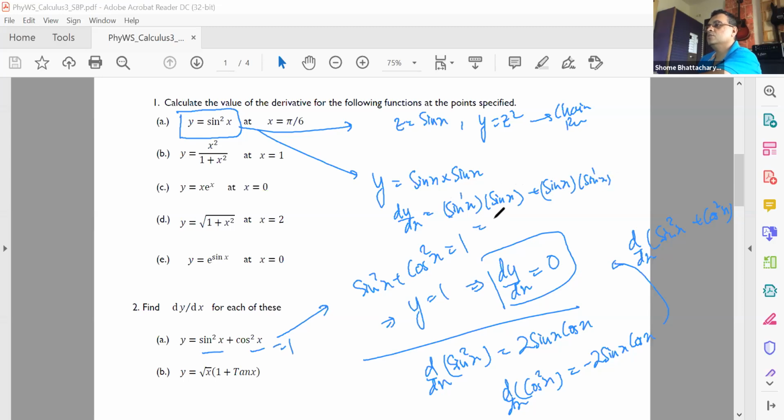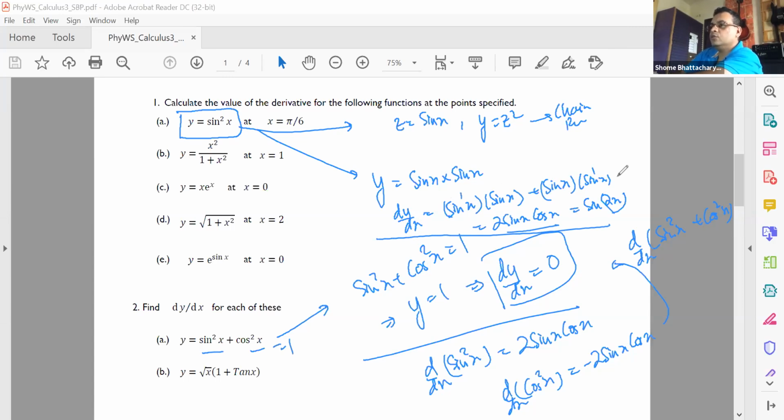So that is 2 sin x cos x. I'm not sure if you've learned in trigonometry yet that 2 sin x cos x is also equal to how much? Sine 2x. Have you done the formula of sine(a plus b) and cos(a plus b)? Sine a cos b plus cos a sine b and all that.